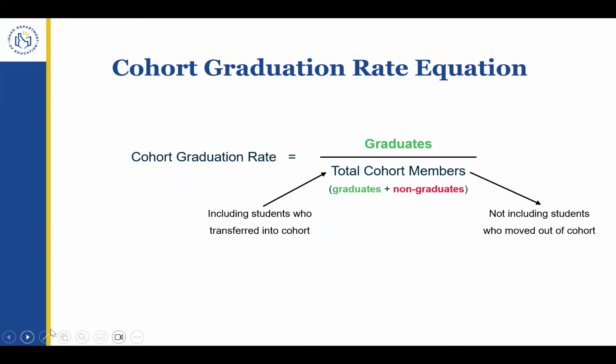The cohort grad rate is calculated by dividing the number of graduates by the total number of students in the cohort, including both graduates and non-graduates. Students who exited the cohort are not included in the denominator, while students who transferred into the cohort during the 4-year period are included.